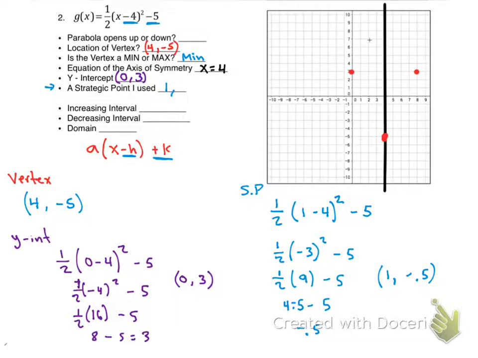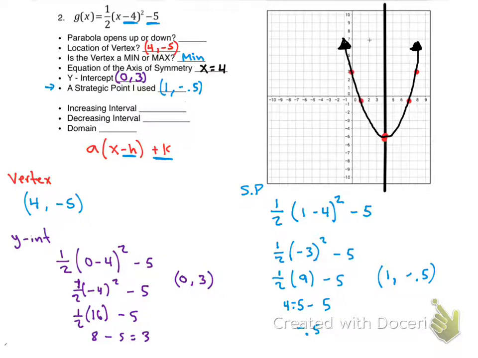1 comma negative 0.5, and I'm going to plot it. So at 1, negative 0.5 is right there, right halfway. So now reflect it, 1, 2, 3, 1, 2, 3. It'll be right there. And you can go ahead and draw your parabola. I'm trying to keep it pretty.